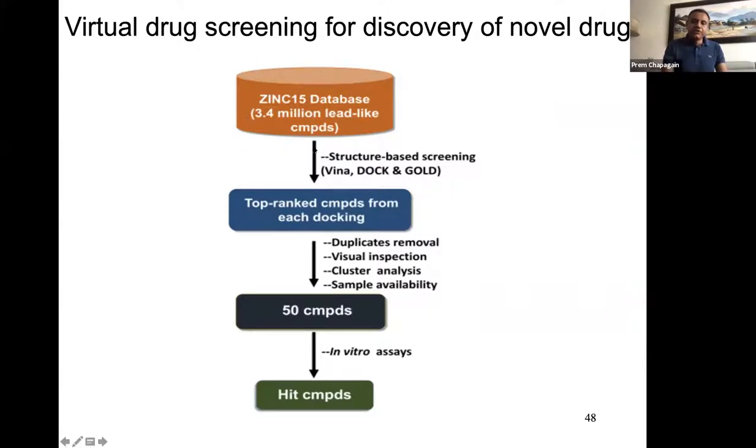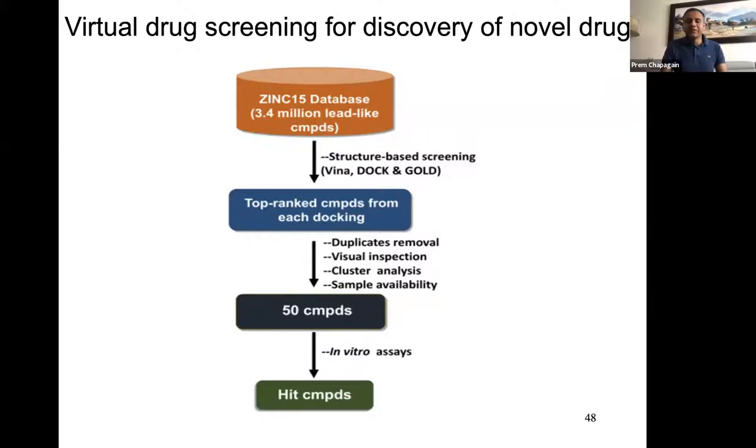We use Vina because it is freely available. Dock is also freely available. Once you run the docking, it looks at which compound binds with the protein in the active site or cavity, and how strongly it binds. You select the top ranking compounds, do visual inspection, remove duplicates, and go through several filters, because certain compounds are non-specific and you don't want non-specific compounds. Ultimately you filter it down to, let's say, 50 or 100, depending on how many experiments you can do. Finally you do in vitro testing and then we get the hit compounds.